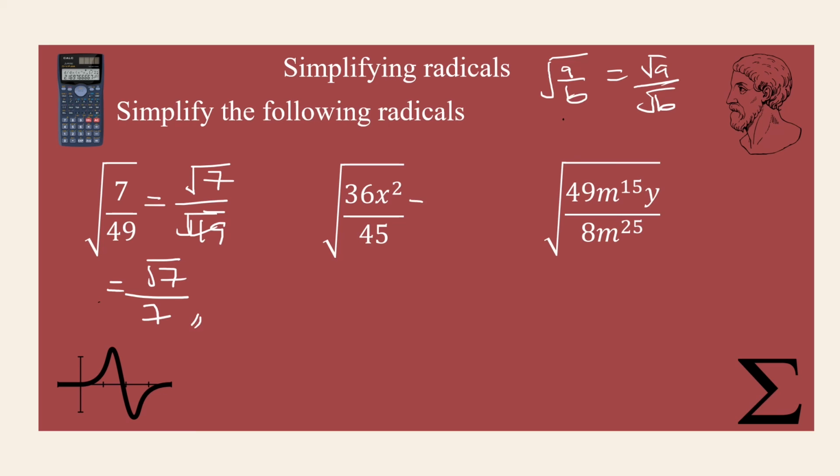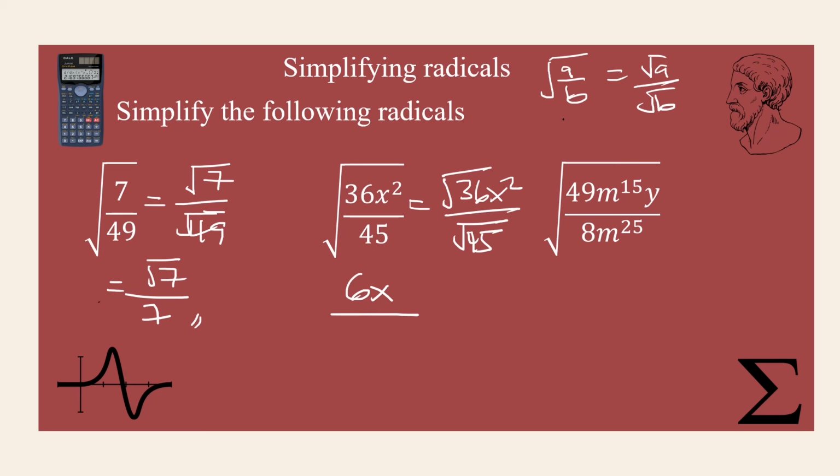Let's apply this here as well. So with this one, we're going to apply the quotient rule. So this gives us square root of 36x squared over square root of 45. Okay. All right. So let's apply that here. Square root of 36x squared. Well, 36 is a perfect square, and so is x squared. And square root of 36x squared is just 6x, right? Because 6x all squared gives you 36x squared.